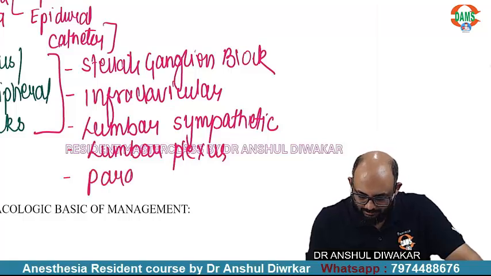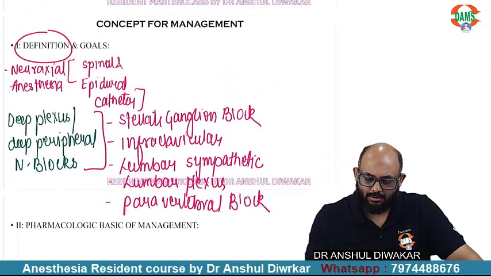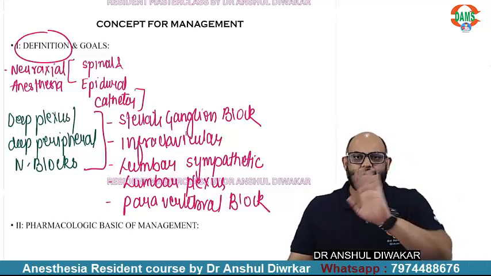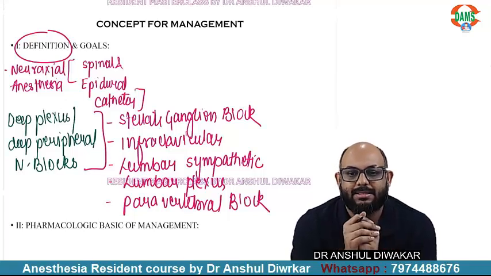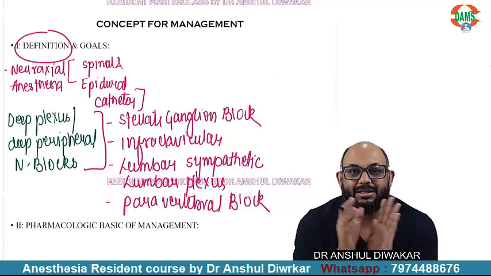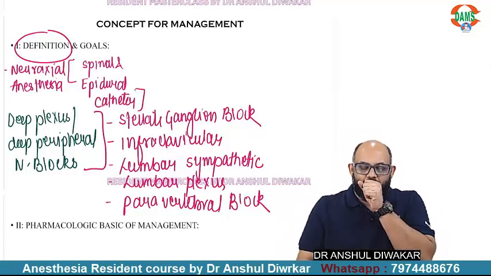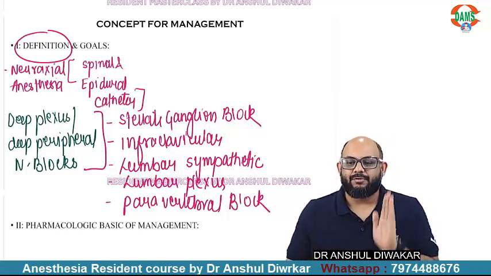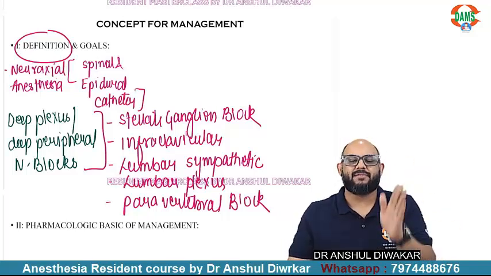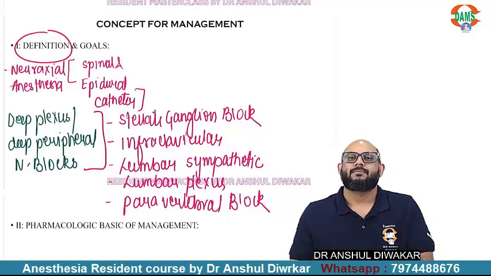And paravertebral block is also considered to be a deep plexus block. And the list is not limited to this, but this is what ASRA has given in its article. All right. So let's first define. We have defined what is neuraxial anesthesia. We have defined deep plexus or deep peripheral nerve block. I'm going slow, so don't get bored, right?